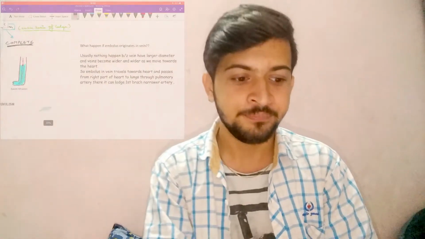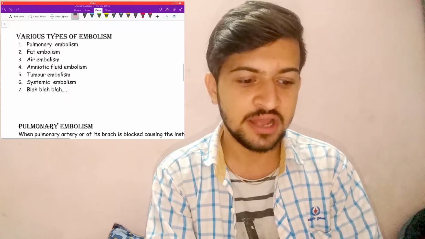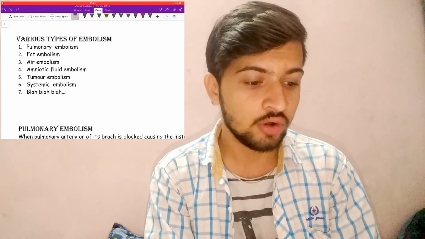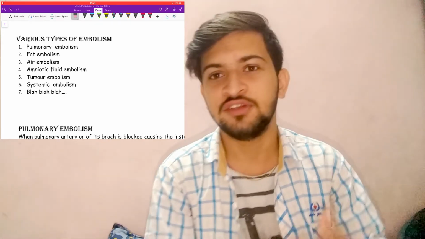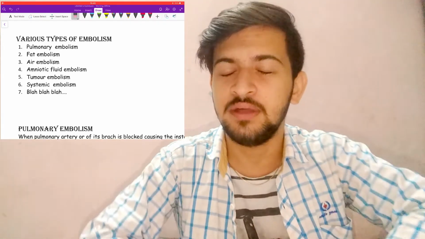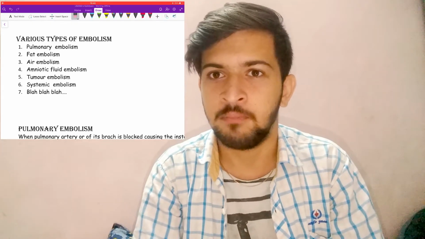Simple. So now let's deal with the various types of embolism. The various types are pulmonary embolism, fat embolism, air embolism, amniotic fluid embolism, tumor embolism, and systemic embolism, and so on. Anything that can choke can cause embolism.